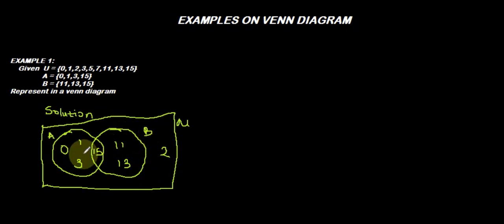Then we have 3. Okay, 3 is within the circle. What else again? 5. Okay, we don't have 5 within the circle, so we go and write our 5. Let's put our 5 here. Remember I said it can be anywhere so long as it's outside the 2 circles. Then what about 7? Yes, 7 is not in the circle. Let me put my 7 here. What about 11? We have 11, we have 13 and we have 15. So we have simply illustrated or represented this given set using a Venn diagram.